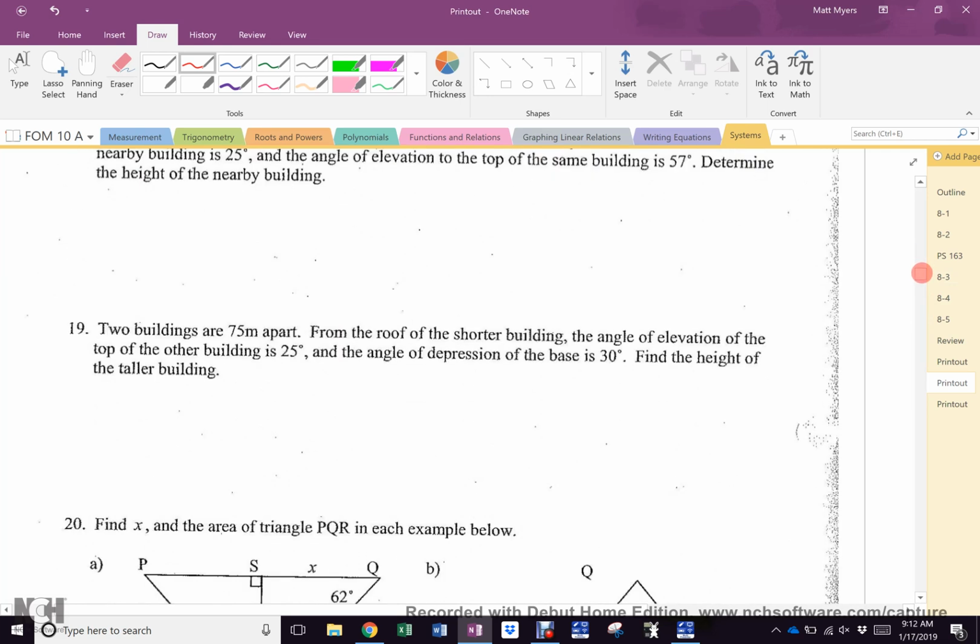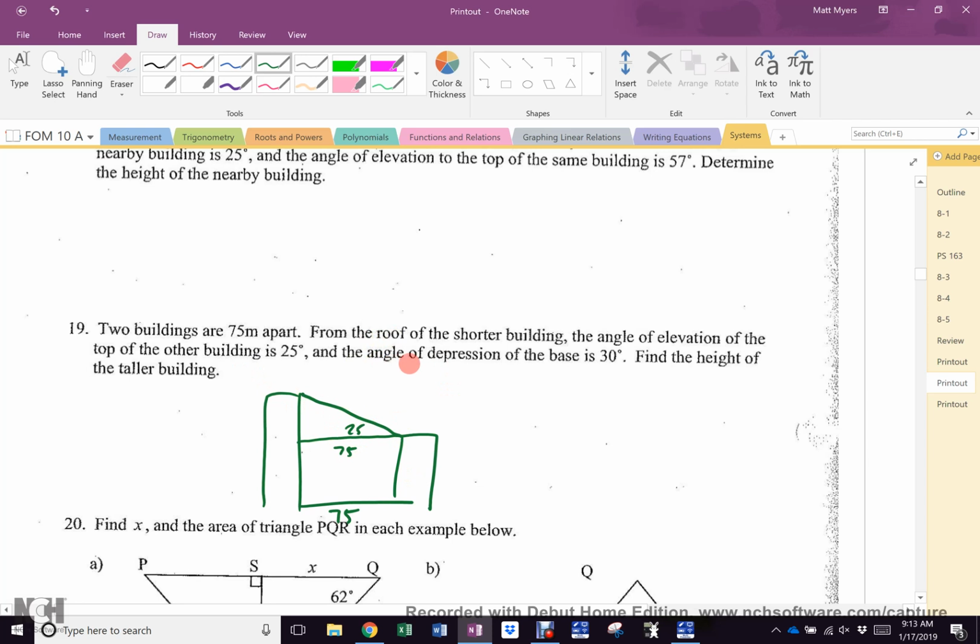Let's do a buildings that are apart question. Everybody happy with my building? Good, because we don't have enough time for me to add the windows and the fun little stuff that we enjoy. There's another building, 75 meters apart. 75. So how far is that? 75. From the roof of the shorter building, which is the shorter building? The one on the right. To the top of the other building is 25.